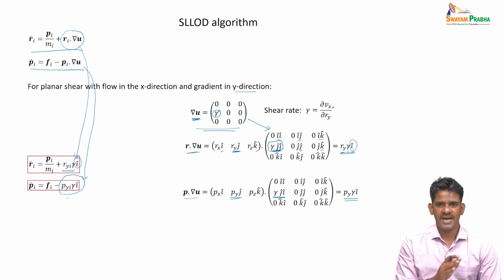So you will apply the standard discretization method like leapfrog or the velocity Verlet algorithm with these additional terms. So when you solve these equations with any finite difference method with these additional terms, you will see that the particles get a steady state velocity profile across the box.